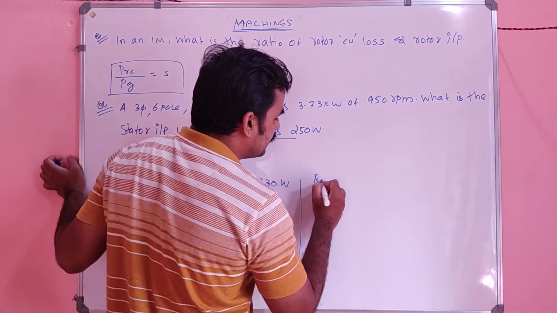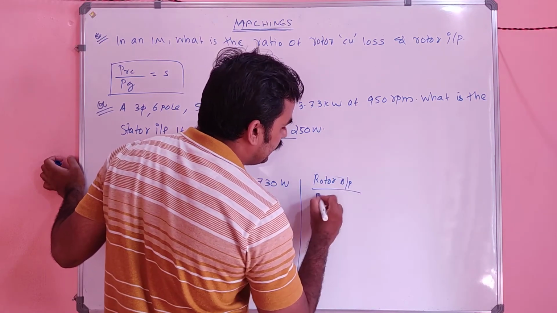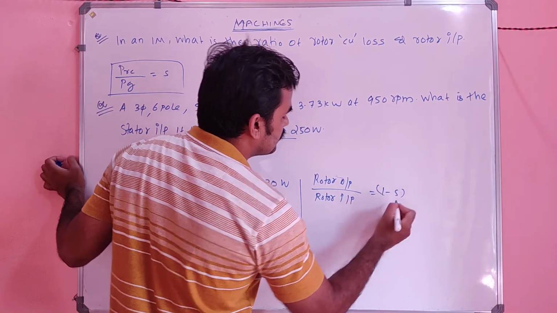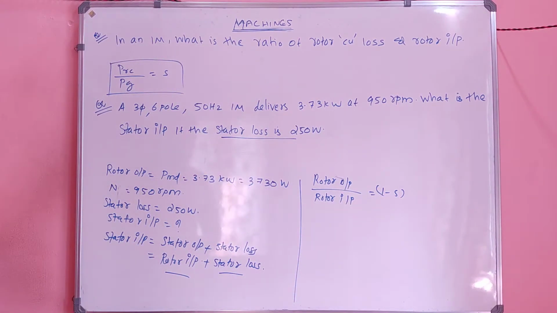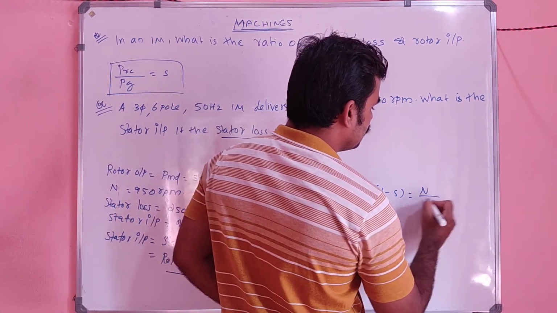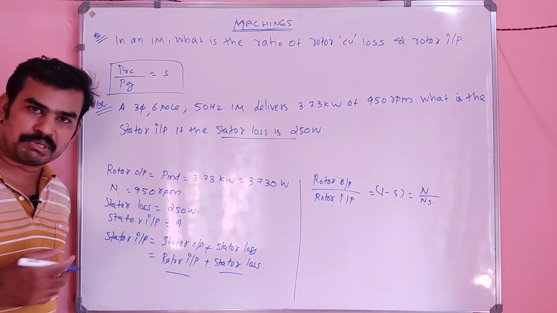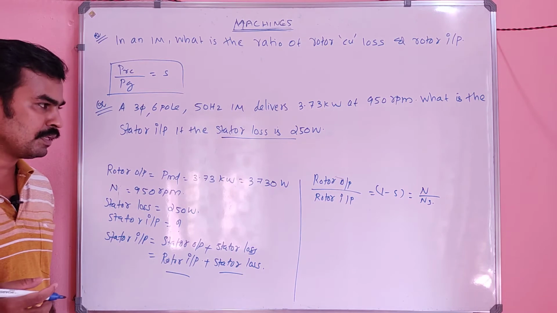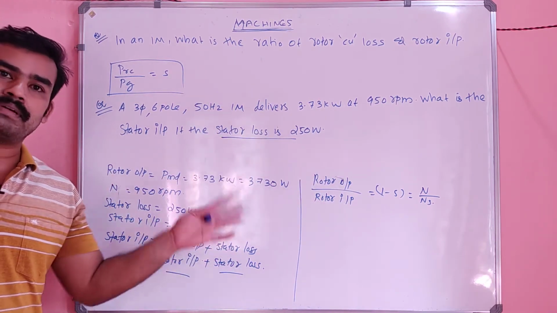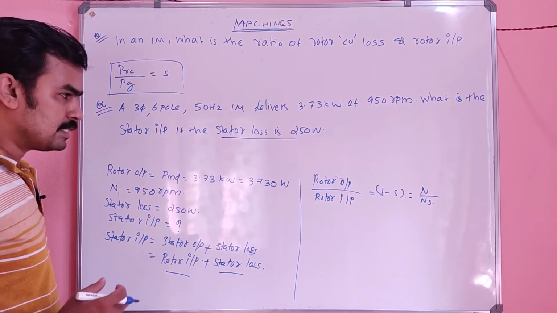We have the relation: rotor output by rotor input equals 1 minus s. And I also gave another equation, which is N by N_s. I gave that equation too, because rotor output is proportional to the rotor speed and rotor input power is proportional to the synchronous speed. So it will be N by N_s.